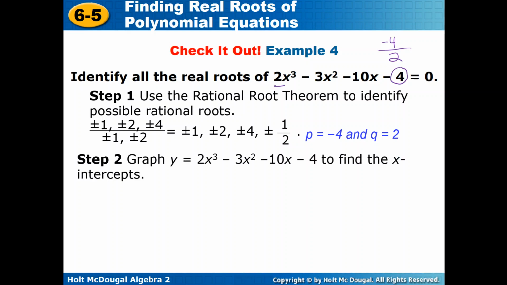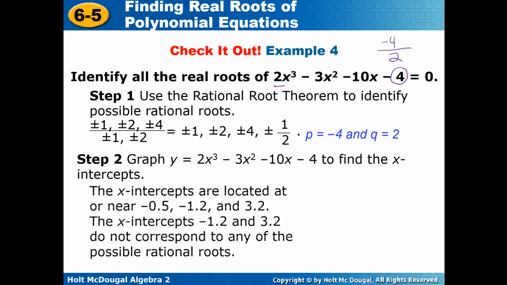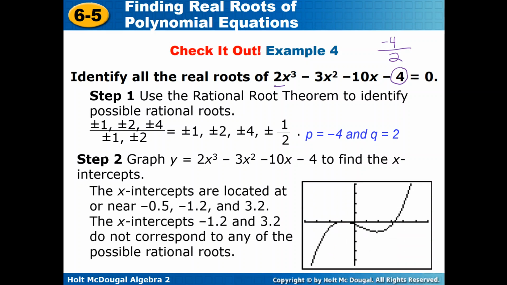So the next thing we should do is go ahead and graph it in our calculator. That's the easiest thing to see, to take a look at some of the x-intercepts. And so when we do that, we take a look at it, and we can see that x-intercepts are located at or near -1/2. So that would be somewhere around here. -1.2, that would be somewhere around there too. And 3.2, way over here.